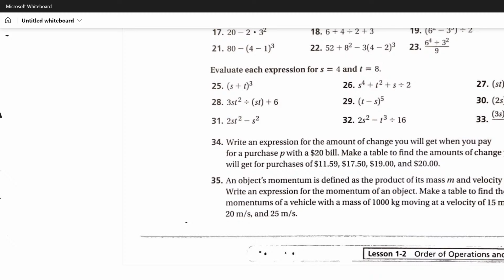Okay, so the momentum is defined as the product of the mass and the velocity. So momentum, the product means to multiply. So we have mass times v. All of a sudden I realize I need a different letter for momentum, right? I'll just call it mom for momentum.